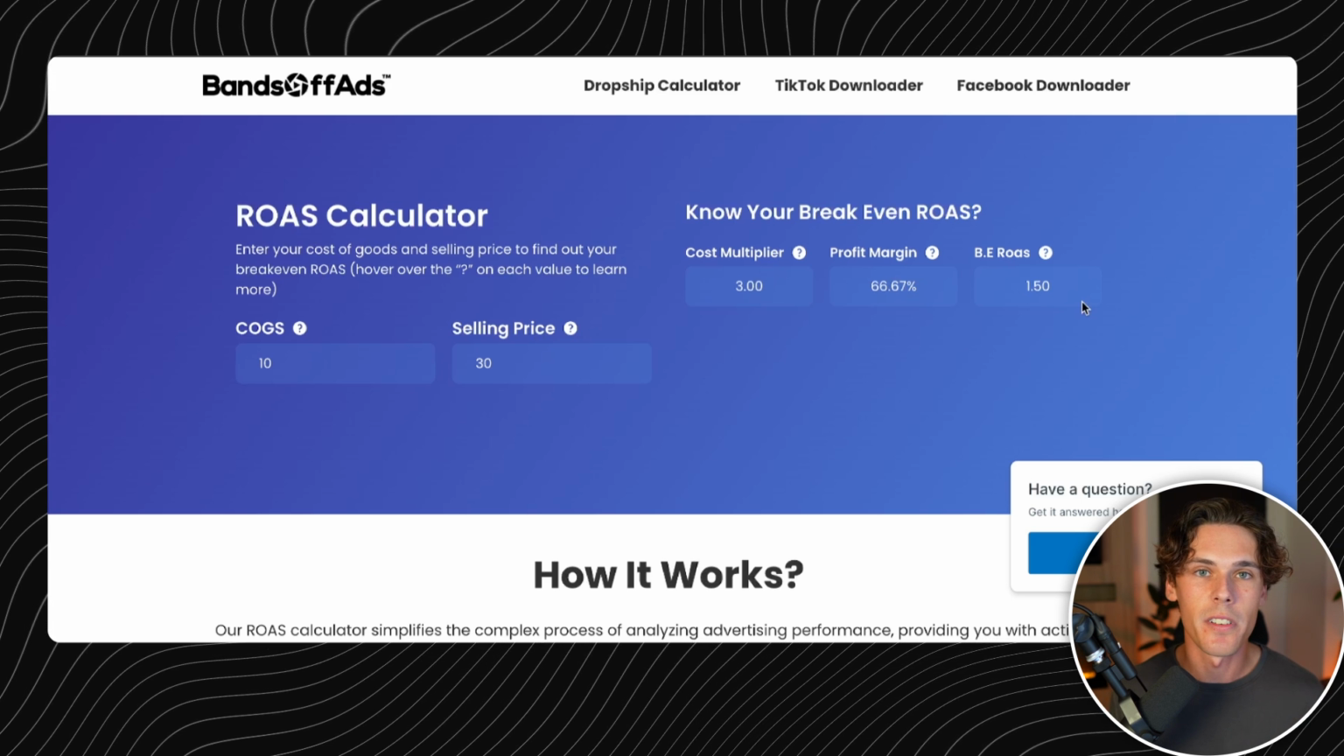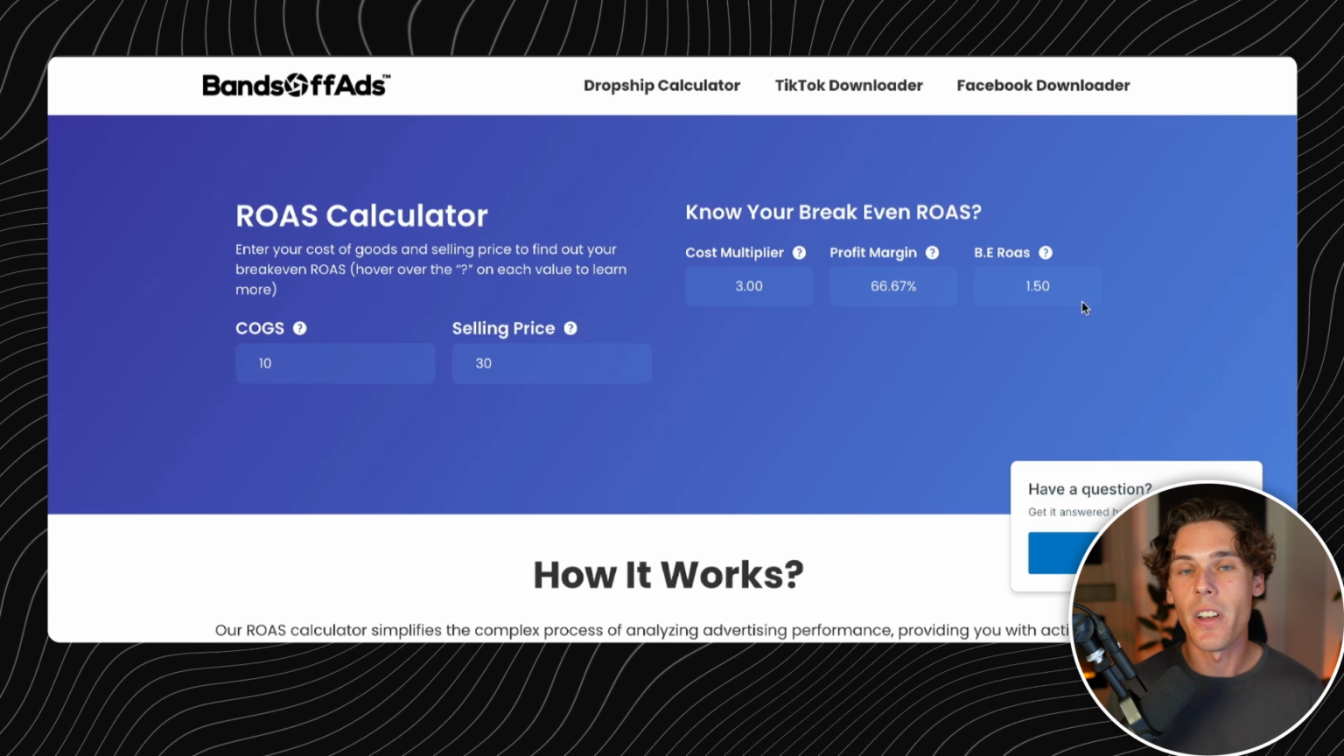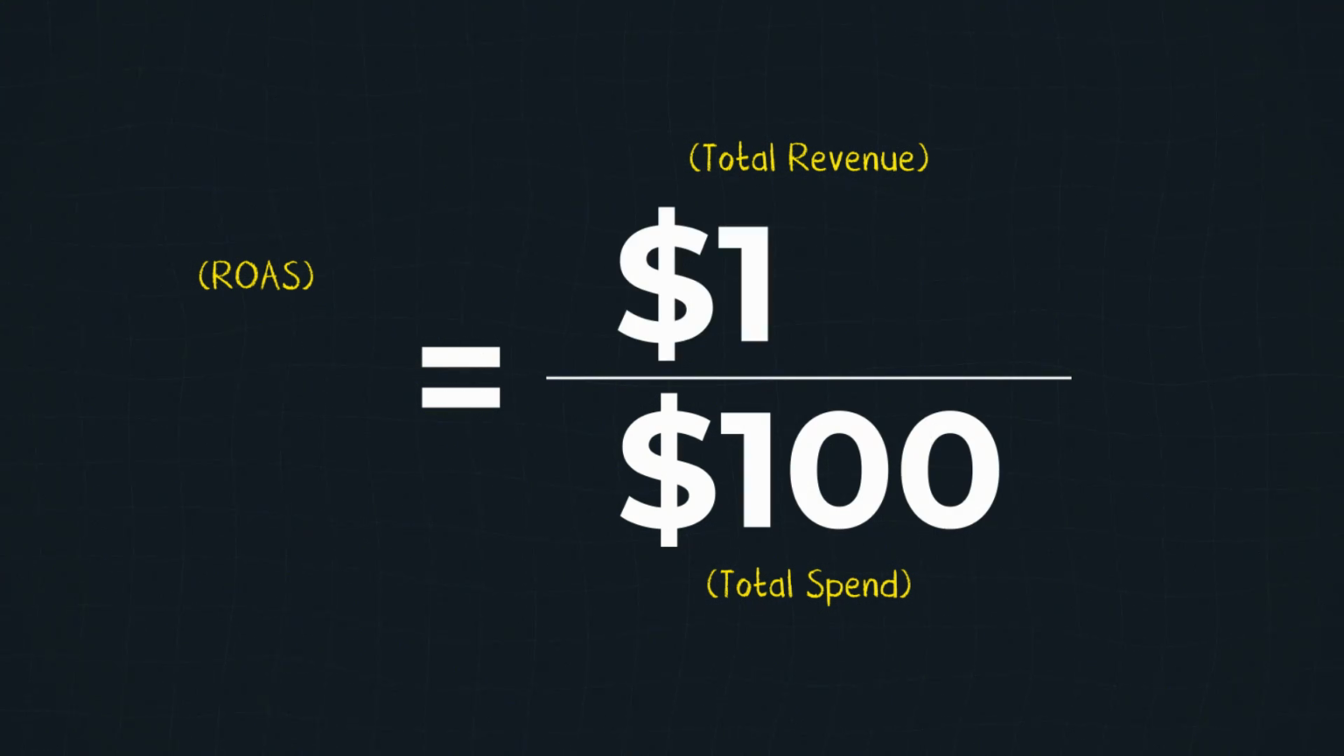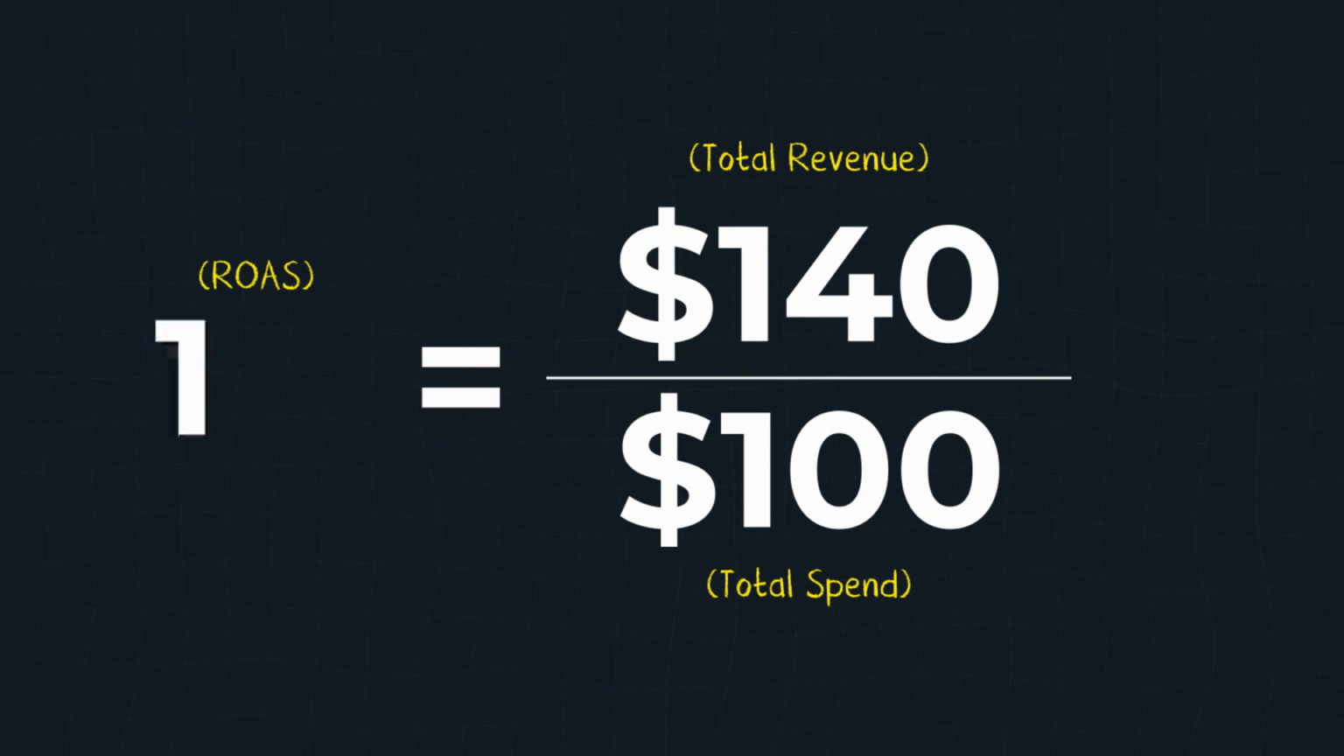Now, this is a very important term to know when you're running advertisements, because if you're not hitting your break-even ROAS, let's say you're spending $100 on Facebook ads and you get $140 back in revenue, you'd be at a ROAS of 1.4, which would mean you're actually losing money by running ads. So you need to keep these numbers in mind and establish what your break-even ROAS is. That way you can look for these metrics on the back end of Facebook once you start advertising.